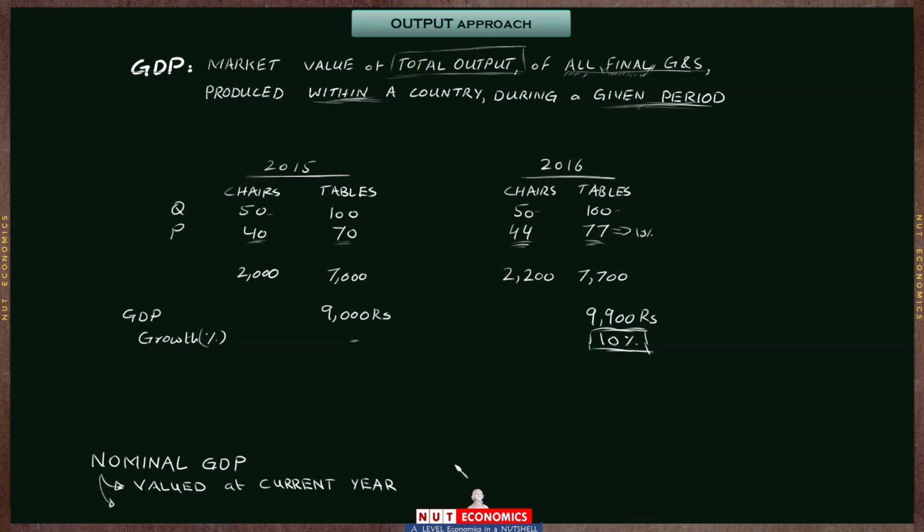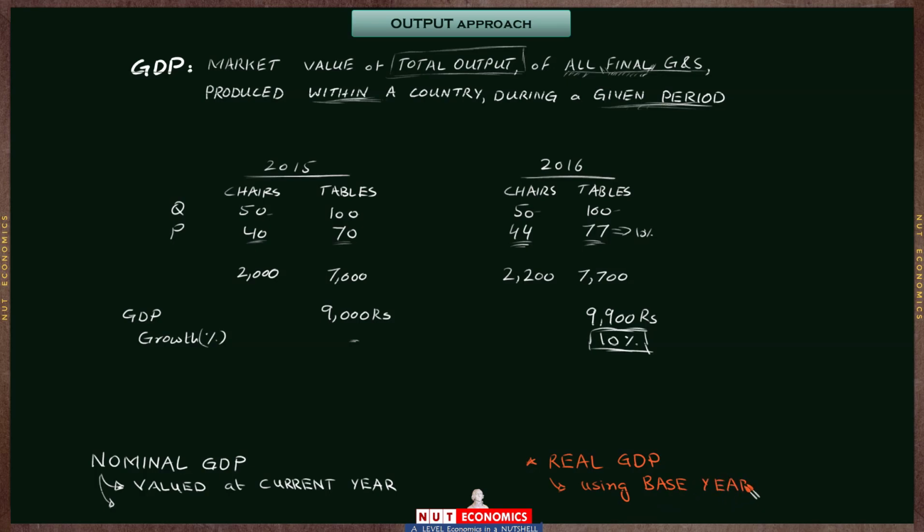And that is where economists bring in the idea of real GDP. Now, real GDP, you can simply define as GDP, again the market value of the output and so on, but measured in a way that controls for the change in prices. Or you can say real GDP is the GDP which is valued using fixed base year prices.